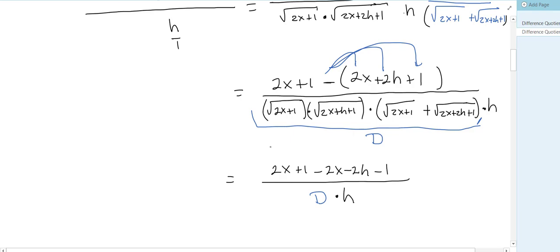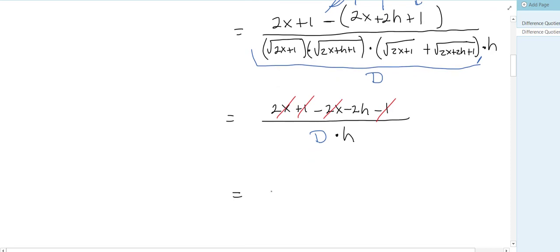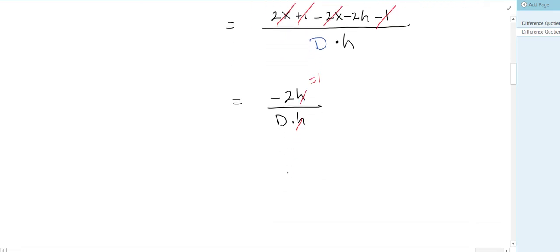And combine like terms. So 2x minus 2x, those cancel. 1 minus 1, those cancel. And I have minus 2h. So what we're left with is minus 2h over D times h. h divided by h is 1, so we can divide that out. And so our final answer then is minus 2 divided by our denominator.